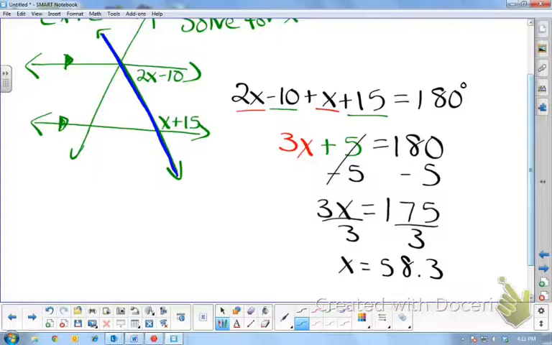Okay, so again, that only gives us x. It doesn't give us the angle measure. If it says solve for x, we're good. But what if I said find angle, and now I need some labels. Let's say we've labeled this A, this point's B, this point's C, this point's D. What if I say find the measure of angle ABC?